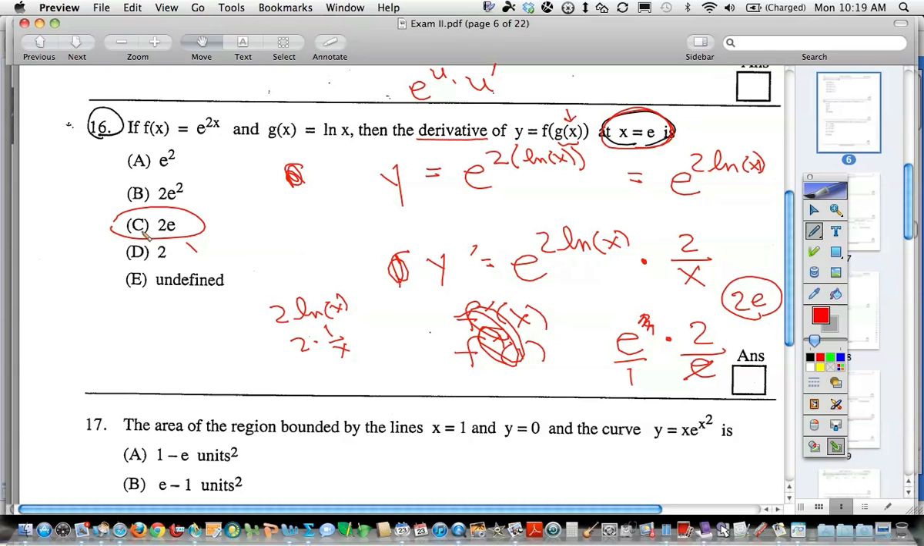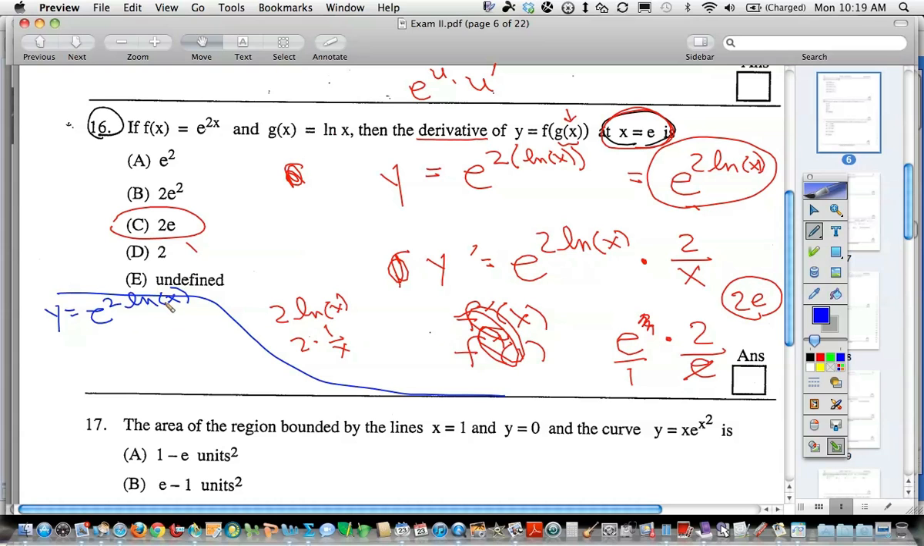Now there actually was, I think they put this in there for a reason, a simpler way. Once we got to here, there was something we could have done algebraically that would have made life a lot easier. But if you know your derivative rules, it should have been no problem. We got 2e. But what could we have done right here? y equals e to the 2 ln x. What's one of the advanced math things you can do with 2 ln x?